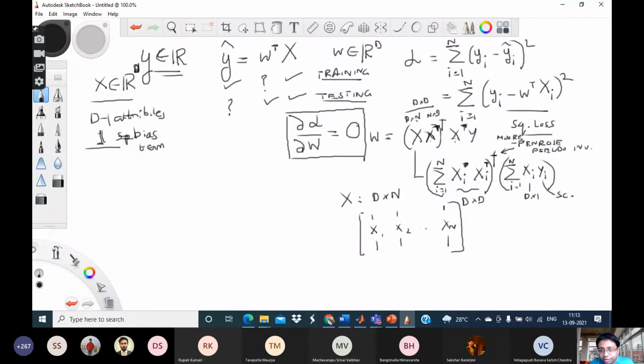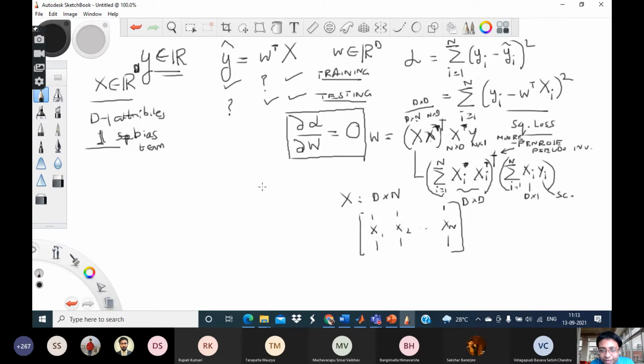Similarly, now this X is, as I said, d cross n, so X transpose becomes n cross d, and what is y? Y is n cross 1. Y is basically the set of response variables from all the n examples, right? So if I put it in vector form, this will become n cross 1. Clearly we can see that this way you cannot write it. There is an inconsistency.